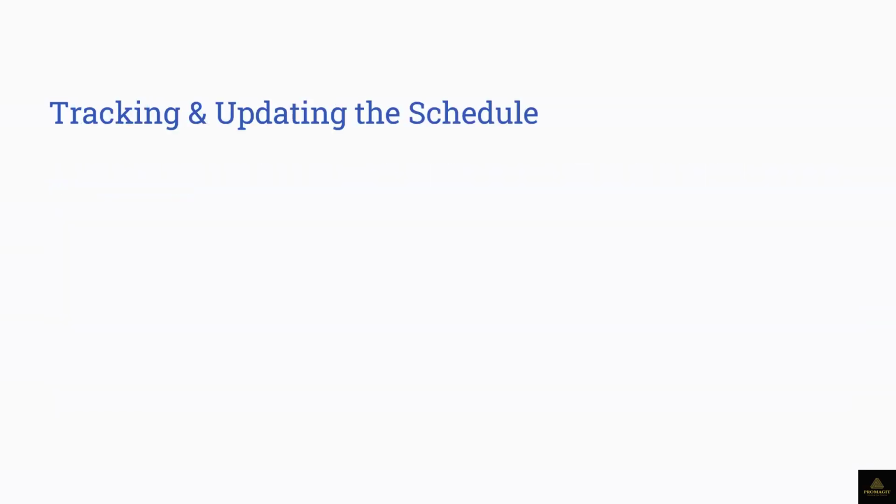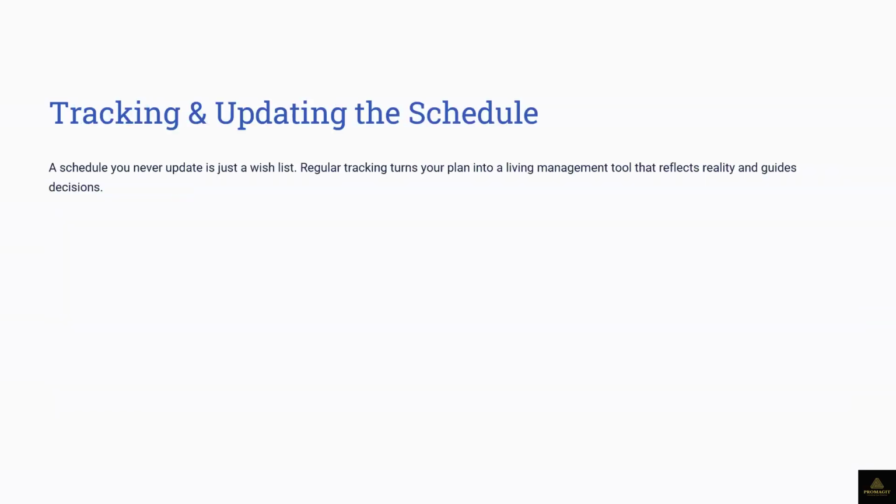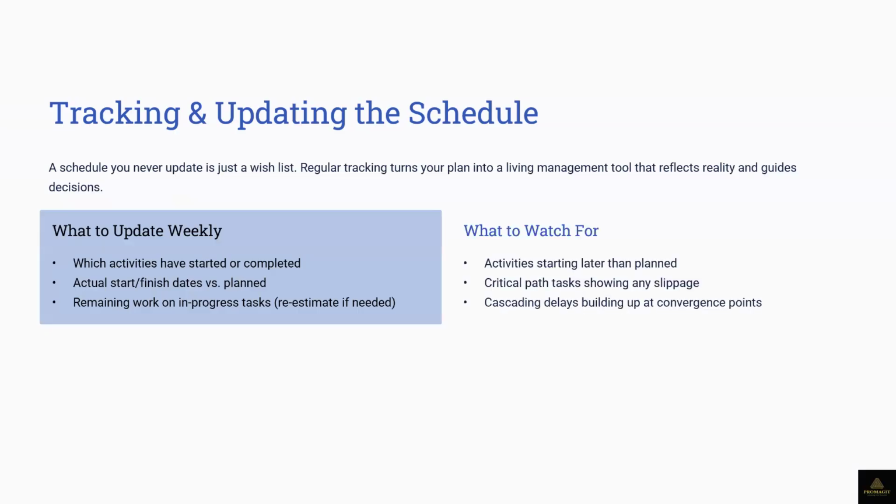Tracking and updating the schedule. This is where I said I didn't want to rush last week. A schedule you never update is just a wish list. Regular tracking turns your plan into a living management tool that reflects reality and guides decisions. So what are the things you update weekly on your schedule, please?